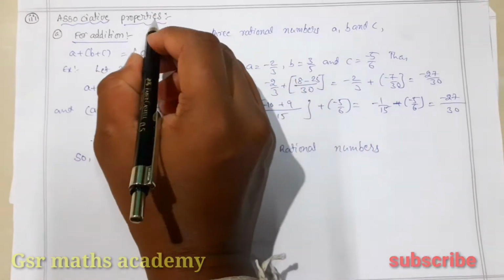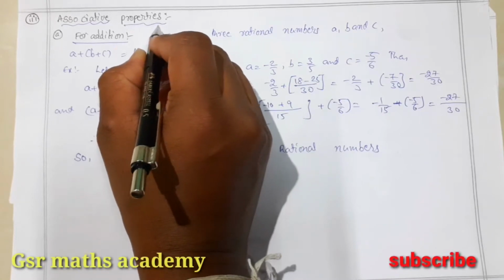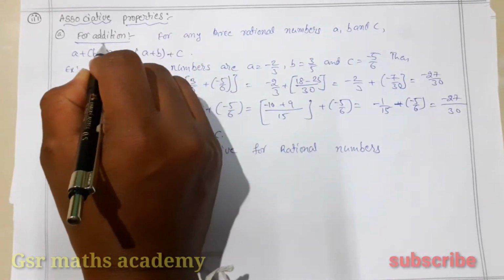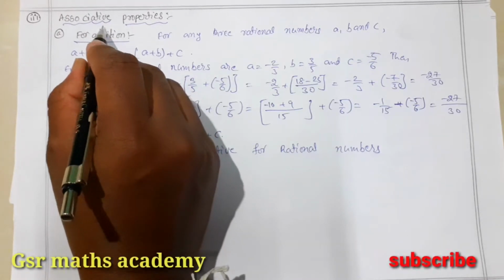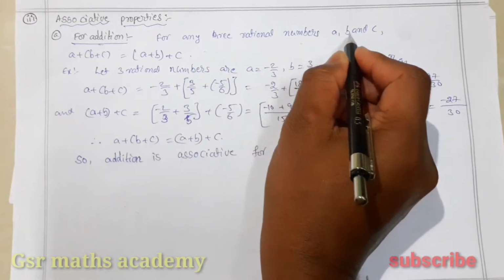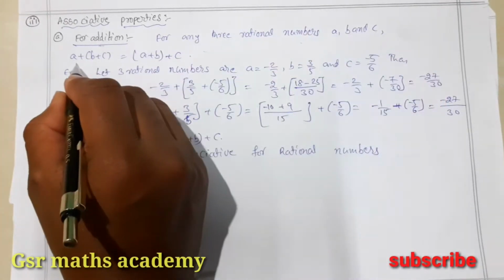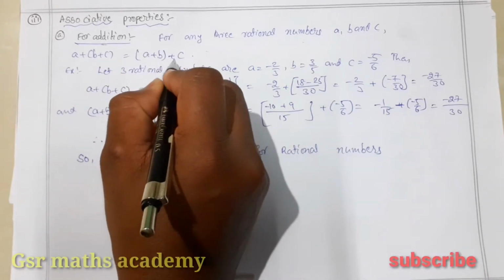Now we are going to discuss the associative properties of rational numbers, and in that we are going to discuss the first property, that is the associative property for addition. The associative property for addition says that for any three rational numbers a, b and c, a plus (b plus c) is equal to (a plus b) plus c.